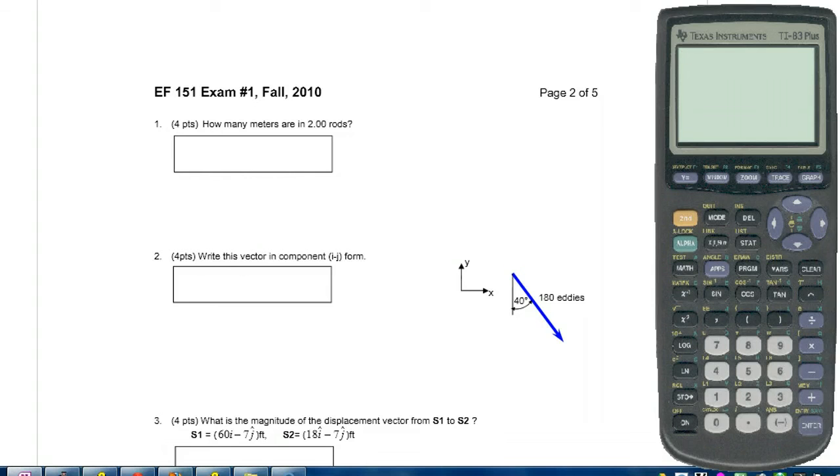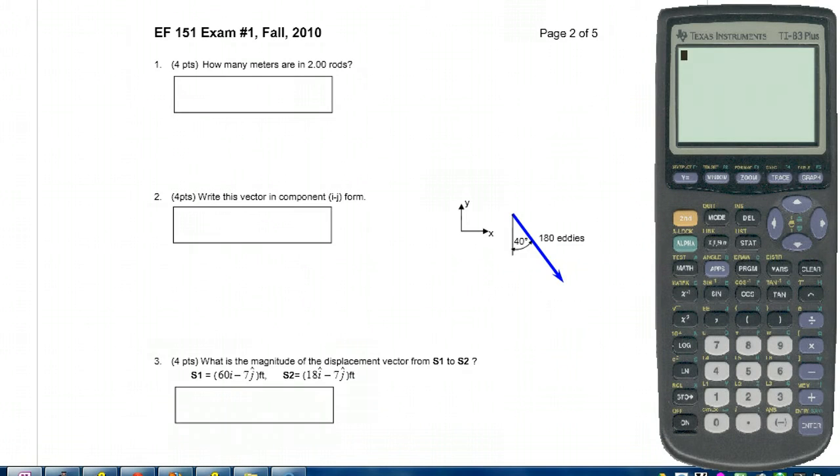Okay, we'll work through exam 1 from fall 2010 here. Let's see, we'll get started. When you have a conversion problem, we don't expect you to know things like rods, but we will give you those conversions. That's on the first page of this exam.